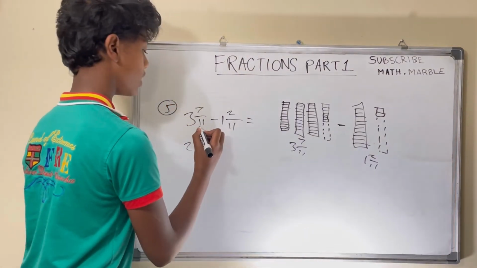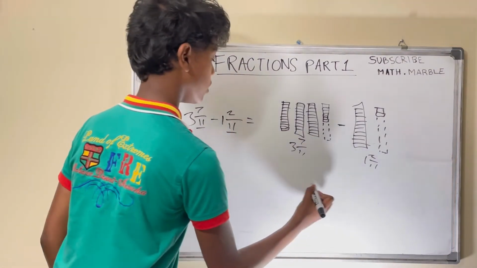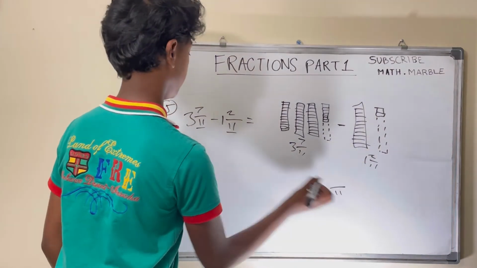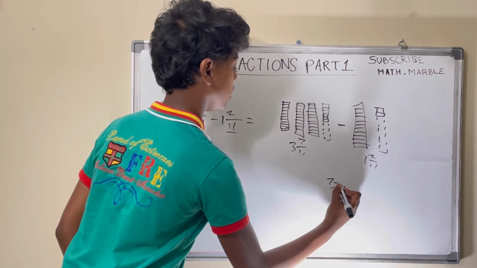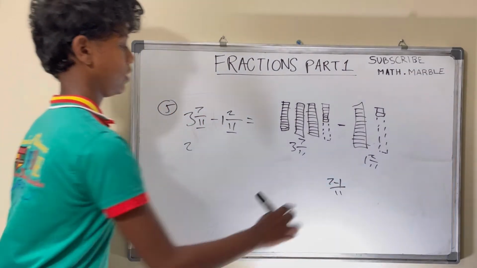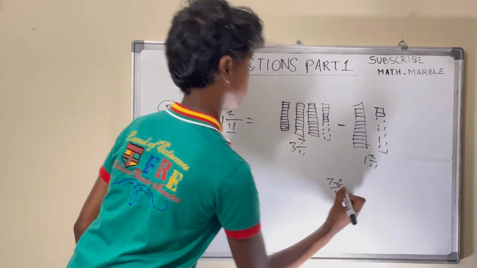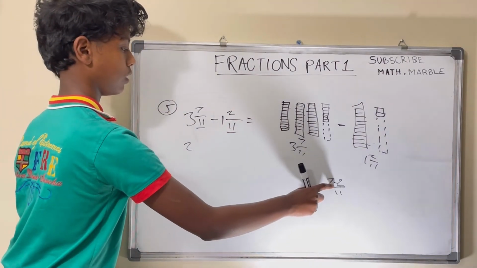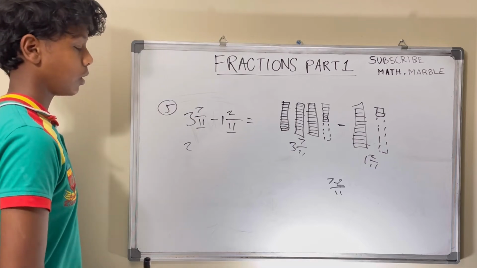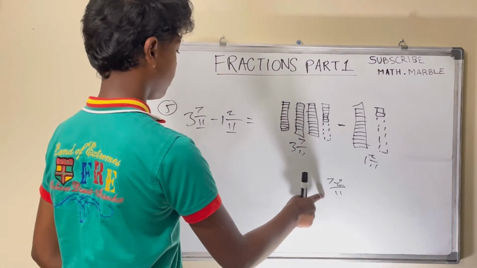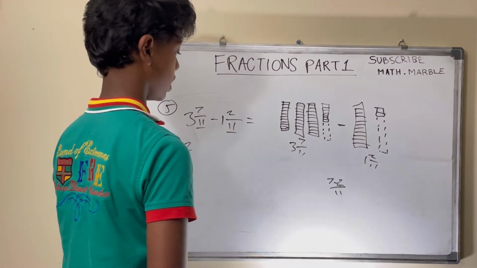So our denominator is still 11. So 11 is our denominator. 7 minus 2. So all we have to do is do 7 minus 2 now.